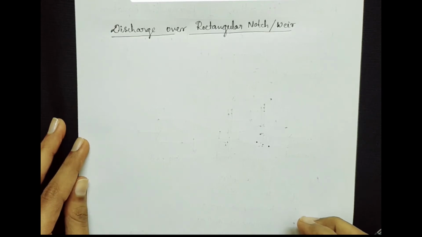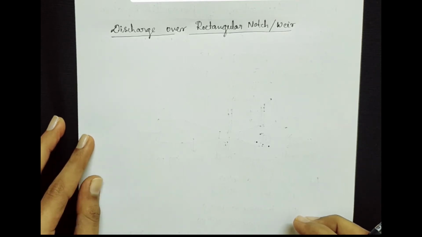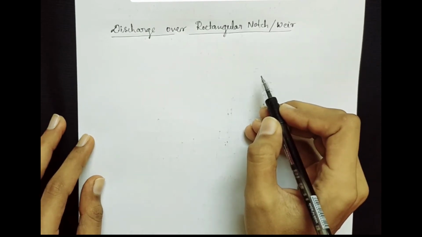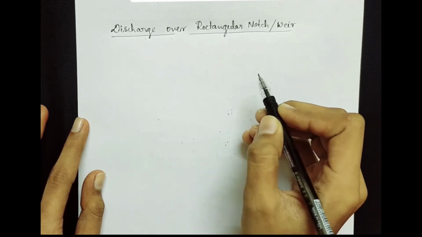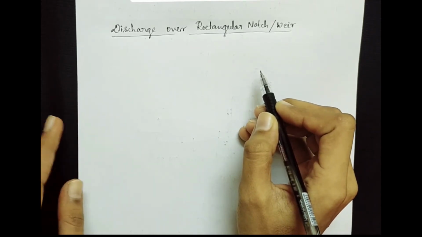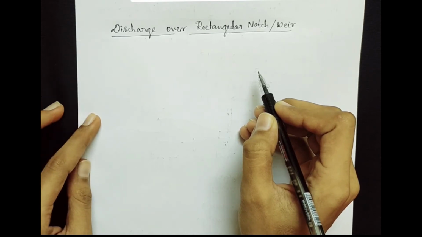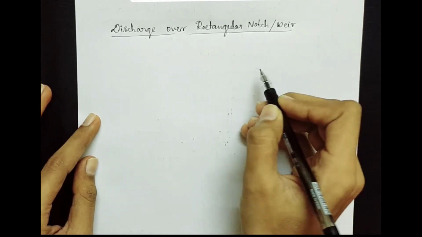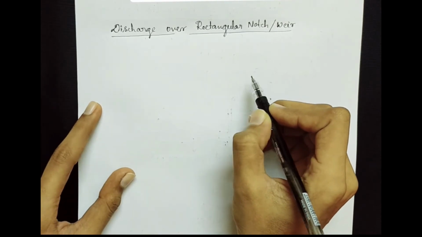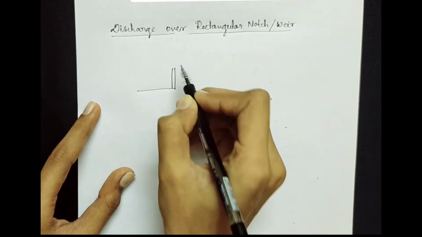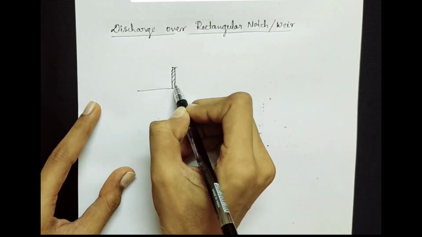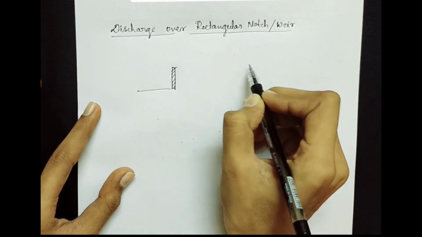Fluid Mechanics. Today we'll see the discharge equation for a rectangular notch or a rectangular weir. To derive the discharge over a rectangular notch or weir, as we already know, a notch or a weir is a device used to measure the discharge. First, we'll consider a rectangular notch or a rectangular weir.